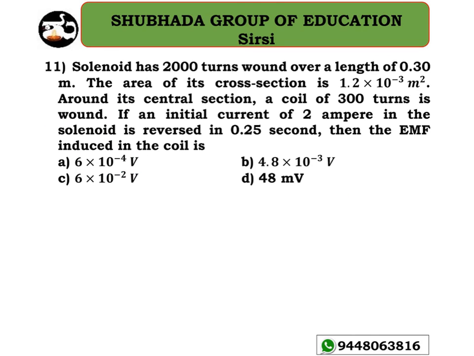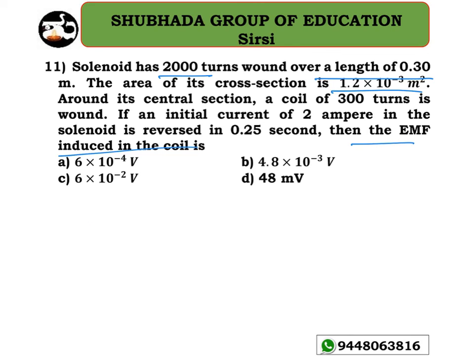Okay, one more problem is given here. A solenoid has 2000 turns wound over a length of 0.30 meter. The area of its cross section is 1.2 into 10 to the power of minus 3 meters square. Around its central section, a coil of 300 turns is wound. If an initial current of 2 ampere in the solenoid is reversed in 0.25 seconds, then the EMF induced in the coil is. Okay, so clearly it is a mutual inductance.